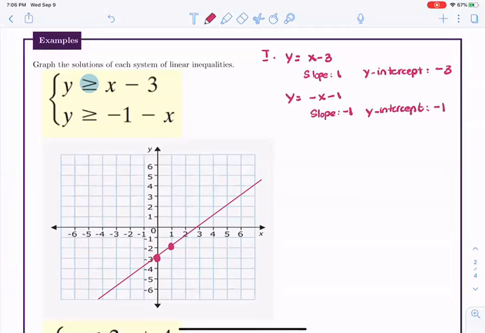And it is best to shade it prior to drawing the next line. Some may not have any difficulties, but it's good practice to shade and take care of the first inequality before starting the next one. So I'm going to shade, since it is greater than or equal to, I am going to shade all of that.